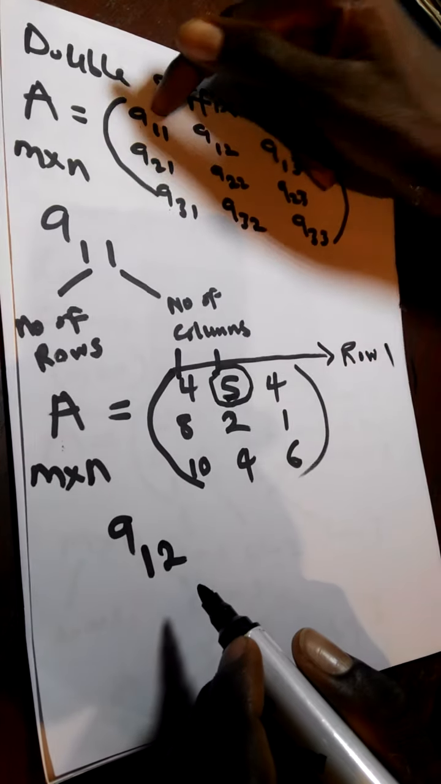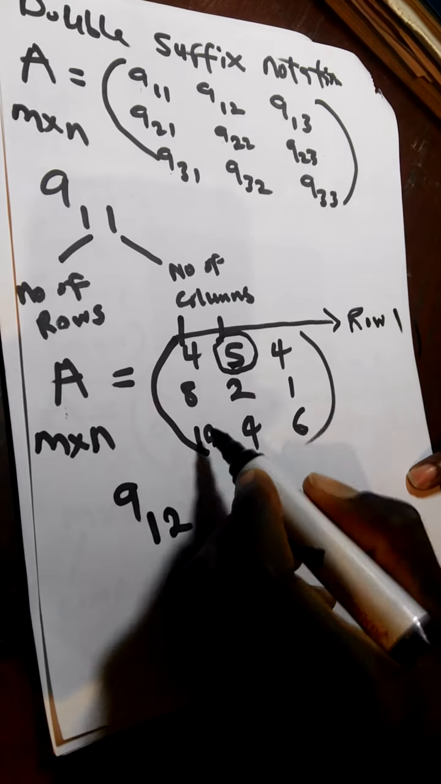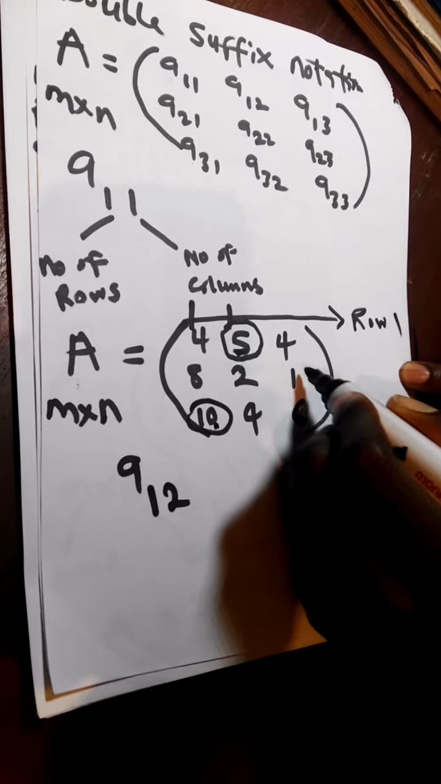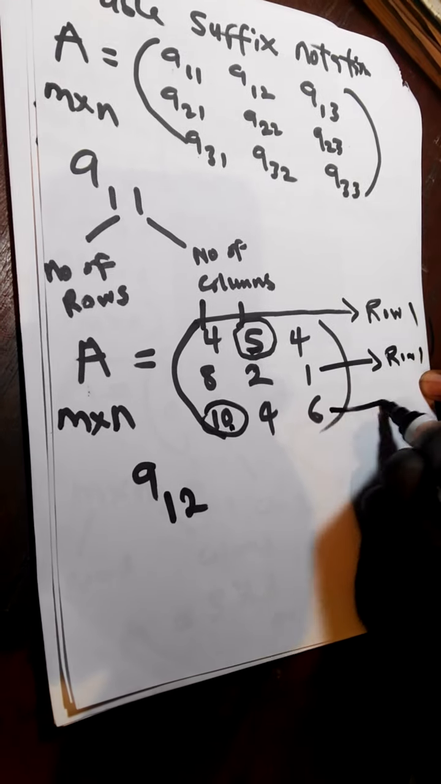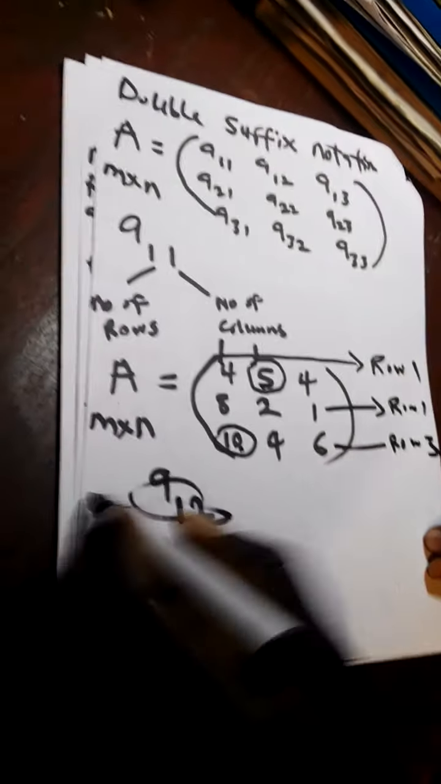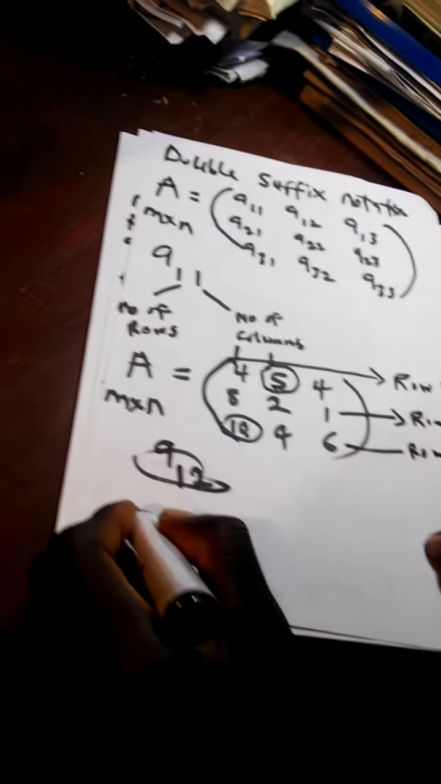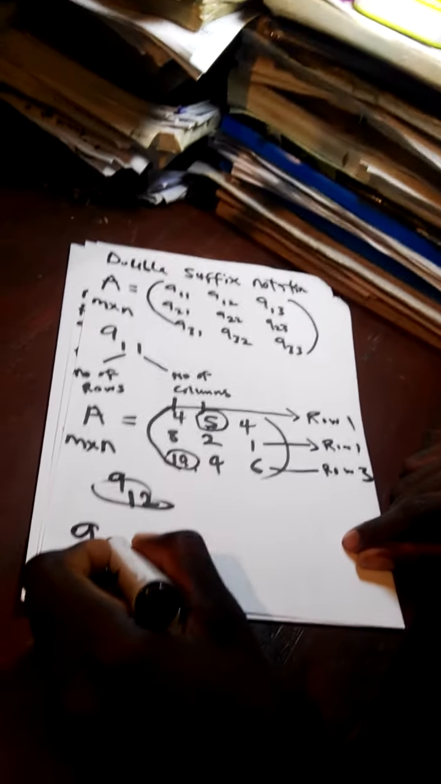Now, what if we were looking for the positioning of element 10? It's simply looking for the number of rows. This is row 1, row 2. So you get to the positioning of 10. It's in row 3. Now find the row. The number of rows is row 3, which is this.